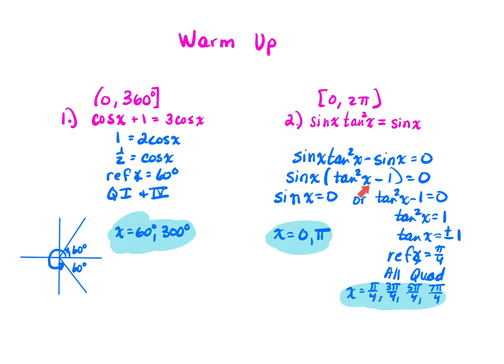Then you set each factor equal to 0. You find tangent squared x equals 1. Remember, when you take the square root, it's plus or minus 1. That will give you an answer in all 4 quadrants with a reference angle of pi over 4 with these solutions.